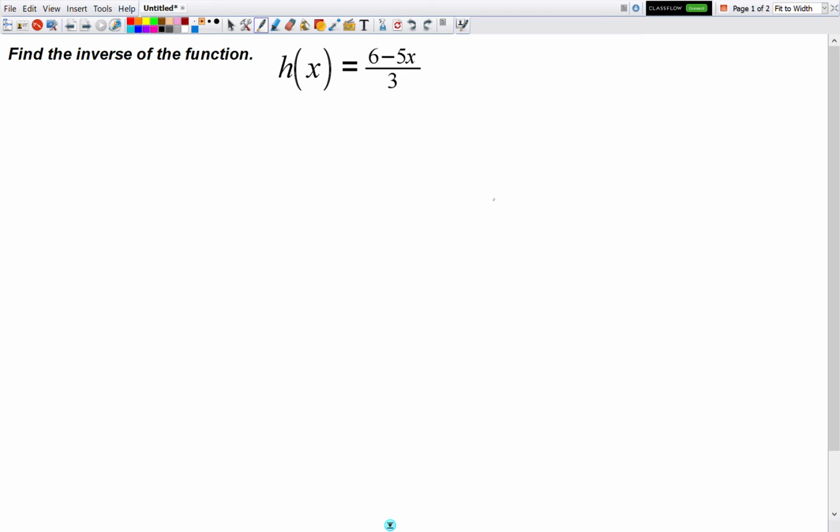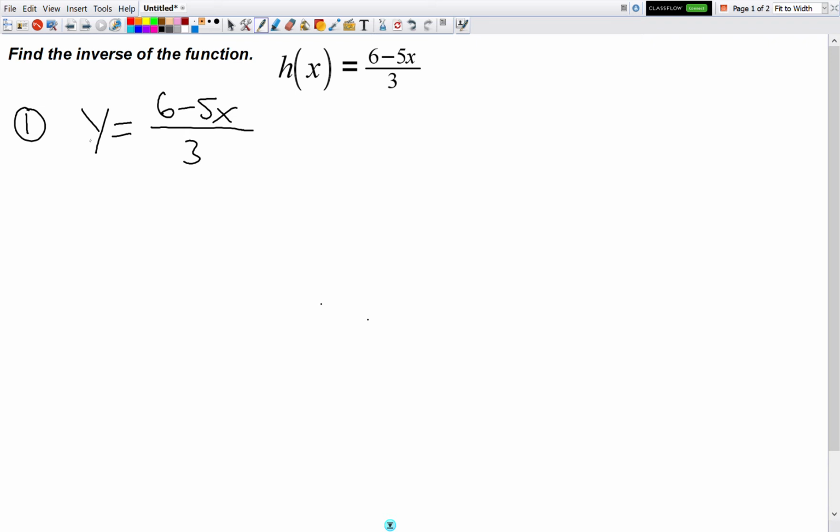So let's do this. First step of finding an inverse is replacing the function, which in this case is h of x, and replacing it with a letter y. That's all you have to do for step 1. So I'm just going to write step 1 as it's supposed to be written. So y equals 6 minus 5x over 3. So that's step 1. Step 1 is simply getting the name of the function, which is h of x, and replacing it with y.